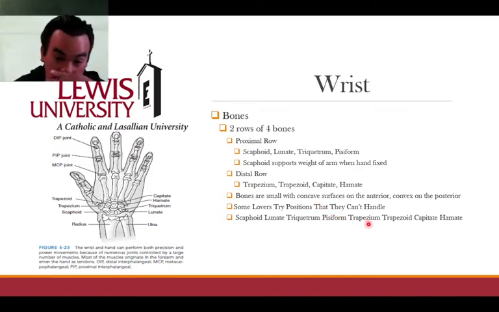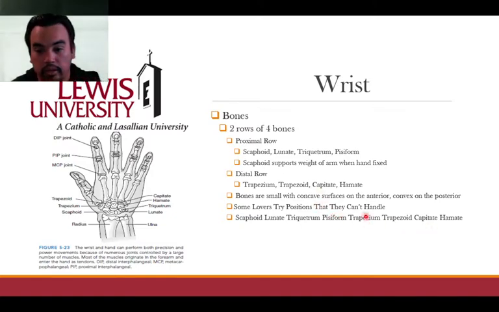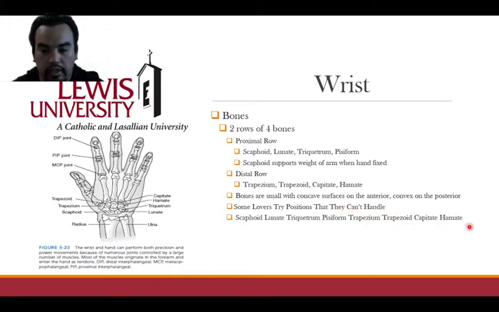That is trapezium. They is trapezoid. Can't is capitate, and handle is the hamate. So some lovers try positions that they can't handle equals those. So a good way to remember those, because that'll probably be on your quiz.